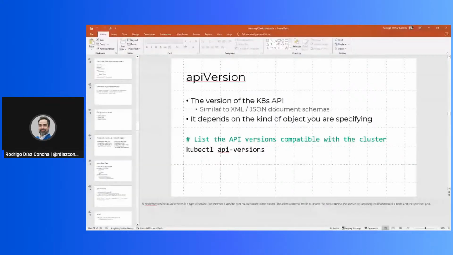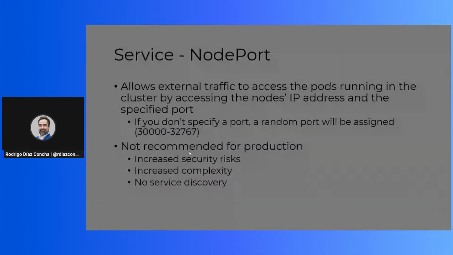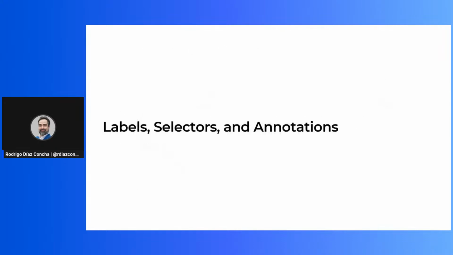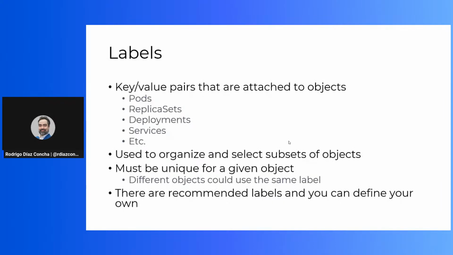So let's go back here and let's jump right in to label selectors and annotations because I think I have enough time in 6 minutes to explain this. Labels, selectors, and annotations. So remember, labels are just key value pairs that are attached to objects. Actually, annotations are also key value pairs that are attached to objects. However, the difference is that with labels, you can use that for querying purposes. You can use labels for querying purposes, okay? That's the difference between labels and annotations, okay?